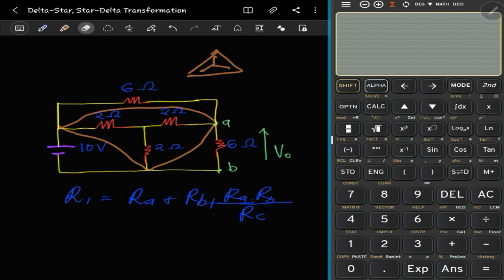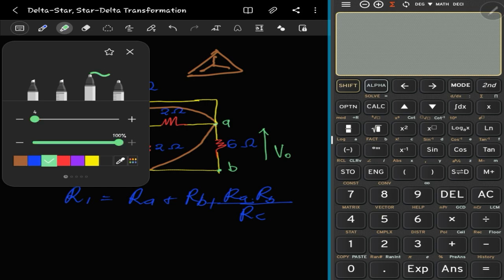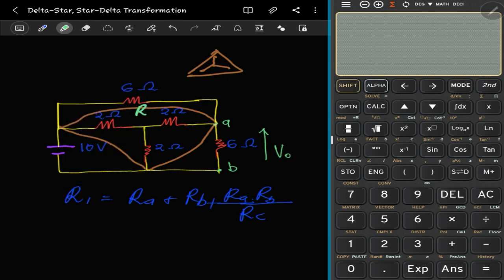Let's say this is RE, right? So if we are trying to find this RE, the one we're trying to find first, let's do the labeling. Let's make this R1, and this one R2, and this one R3.